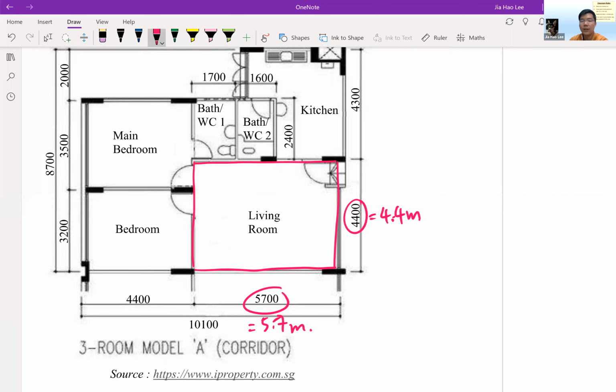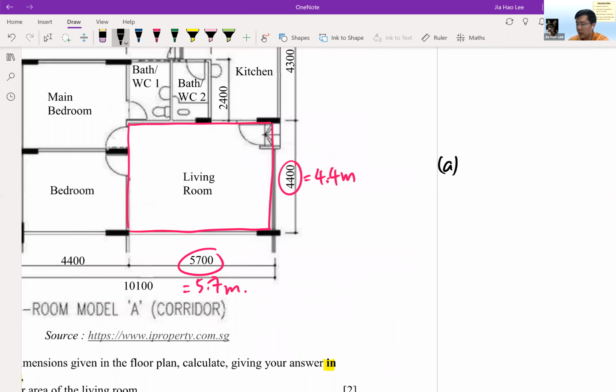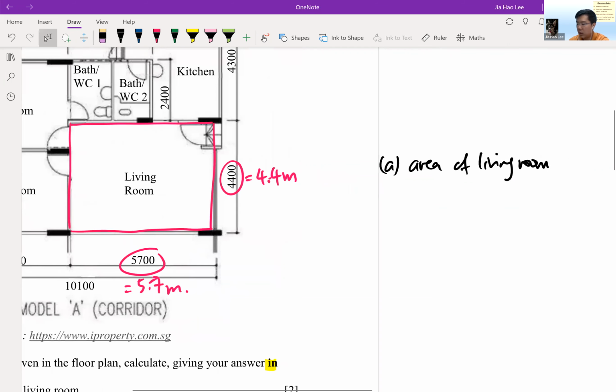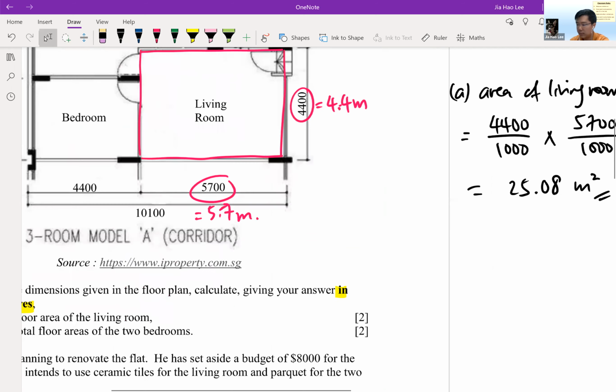So if I want to find the area of the living room, for part A, can I just write the working at the side? So for part A, I want to find the area of the living room. I want it in square meters. So I'll write it as 4400 divided by 1000, that's the conversion from mm to meter, times 5700 divided by 1000. Okay, so we do that. And with a calculator, you will get the answer of 25.08 meter square. Okay, that's 2 marks. That's A part 1.